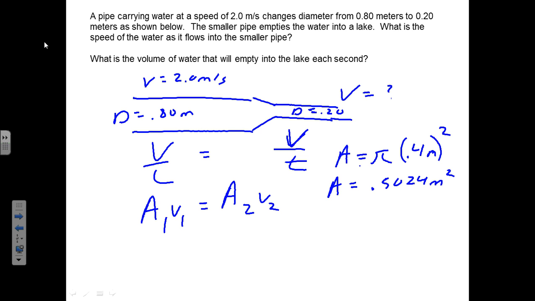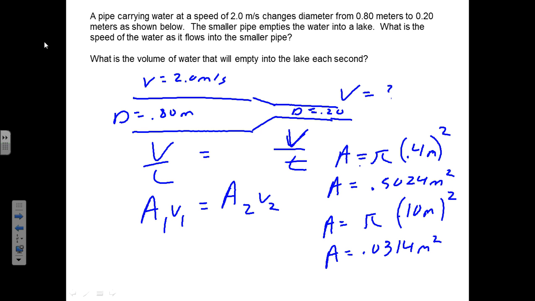For the smaller pipe, the area is going to be pi times 0.1 meters squared. Because again, the diameter was 0.2, which means the radius is 0.1. Let's go 0.1 squared times 3.14. We end up with an area of the smaller pipe of 0.0314 meters squared.